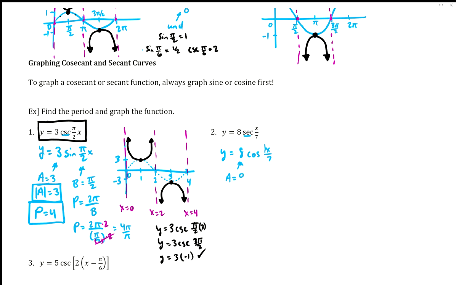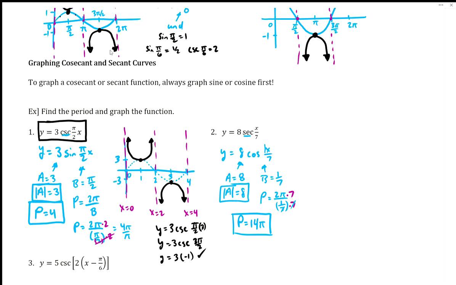So we have a is 8, and the amplitude is 8 on our cosine curve. Then we've got our b value is 1/7. It's just the constant attached to x, or the coefficient with x. And then the period is 2 pi over whatever that value is, 1/7. This is also a fraction, so I'm going to multiply both top and bottom by 7. That way the 7's cancel down below. And then 7 times 2 is 14, and the pi is attached.